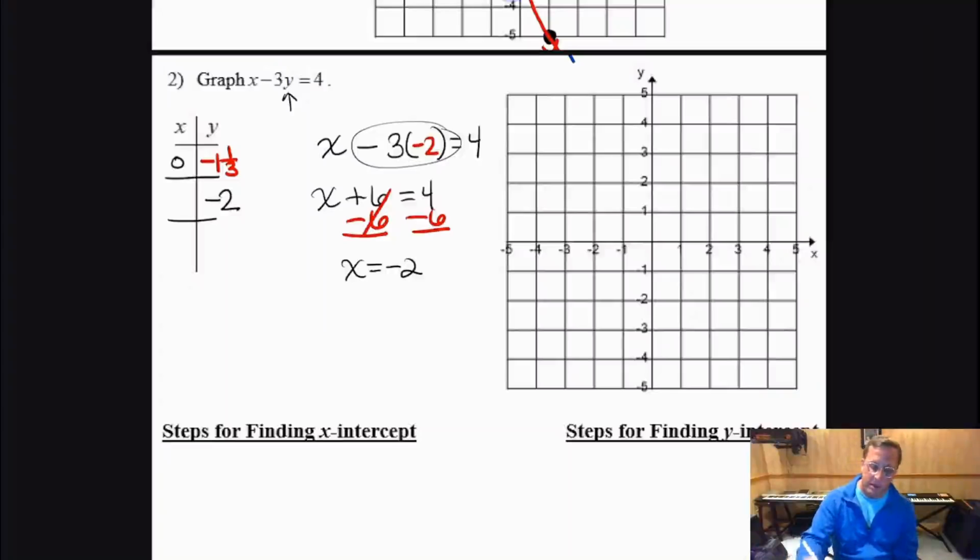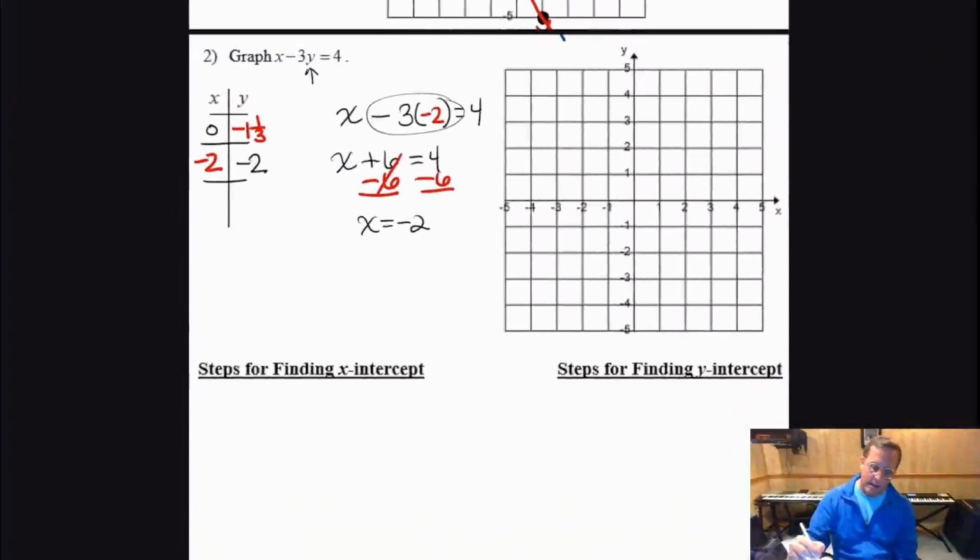So this time around, I put in -2 and I got out -2. That happens. You put in the same thing you get out. That's going to happen. All right, I'm going to do the same thing for the third point. Let's go ahead and do -1 for x, so I'm going to use -1 there.